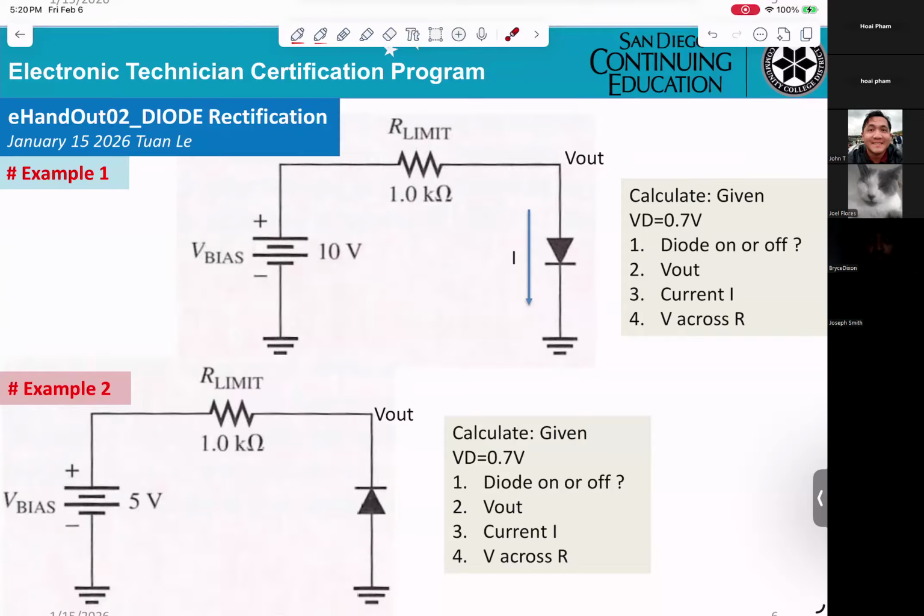So first thing you have to do, no diode here. That means you have to suppose, without the diode, what the output equals.